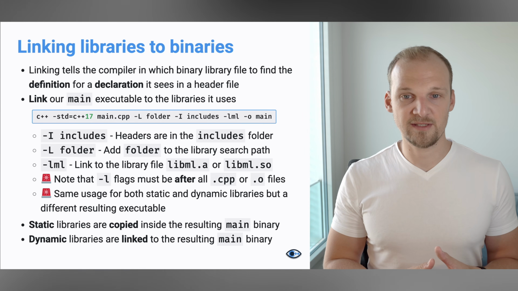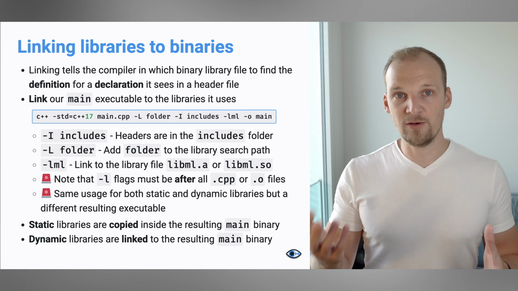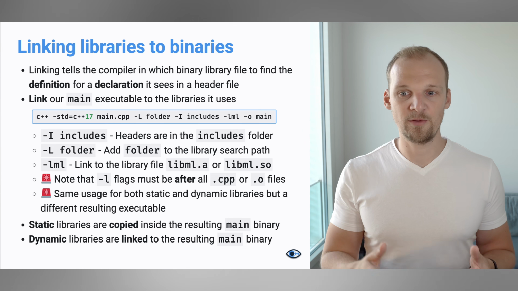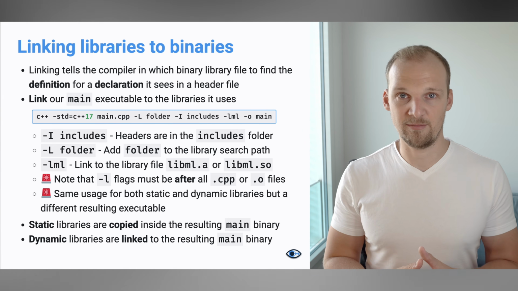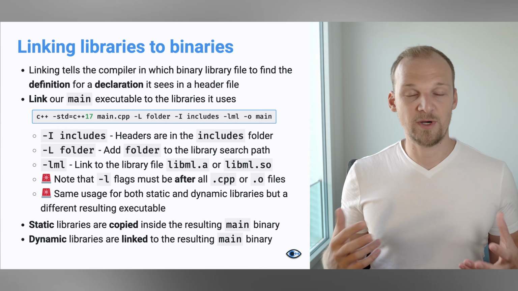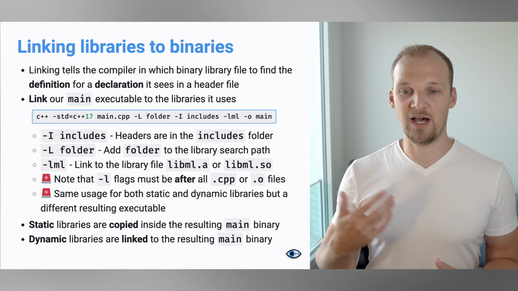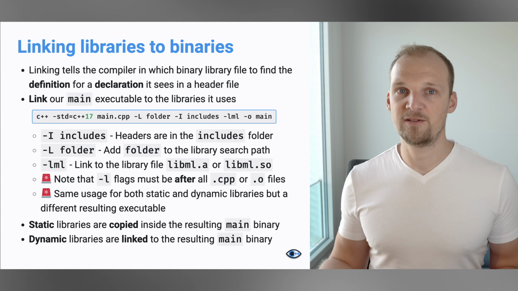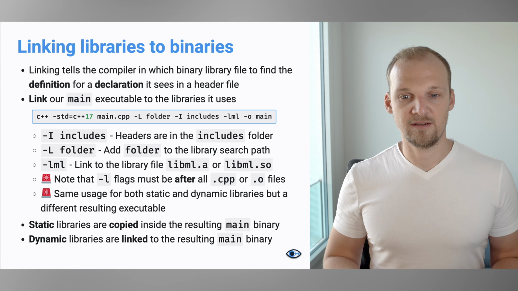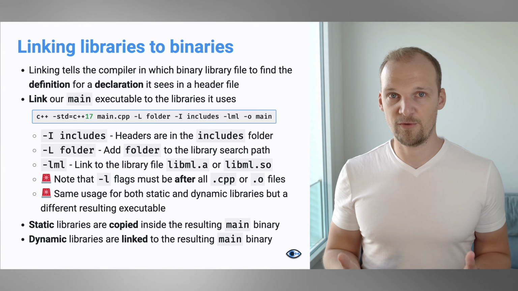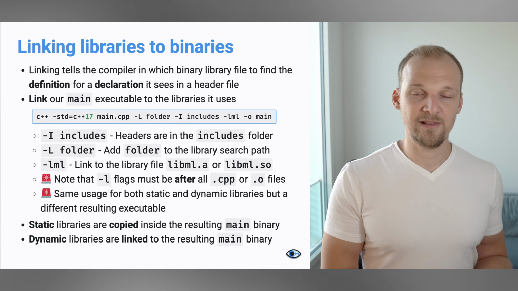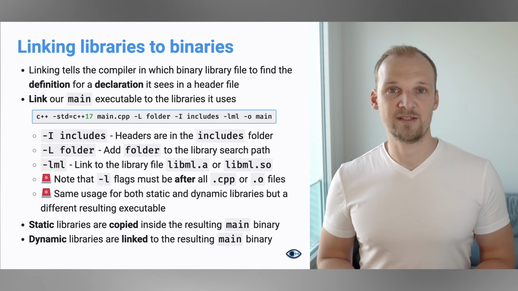In this particular case, the -lml will look into the folder and will try to find the libraries that are called libml.a or libml.so. There are a couple of things that are important in this command. One of them is that the -l flags have to come after the CPP or .o files, so after the main CPP in this particular case. And even though the usage of the command is the same for static and dynamic libraries, the output is a bit different. Like one is the statically linked binary and the other is the dynamically linked binary.